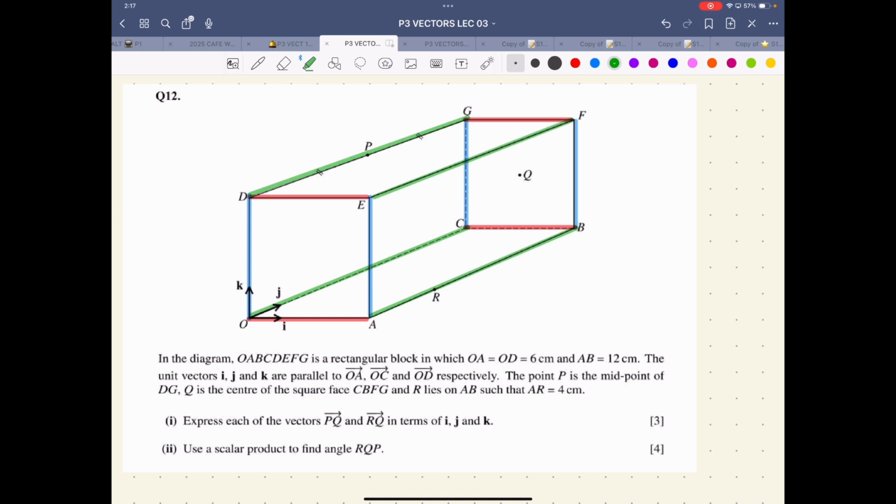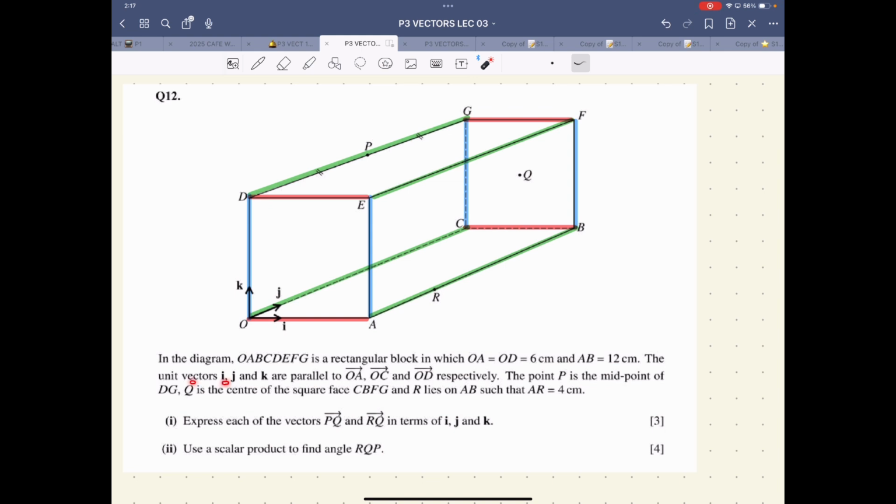Look at all the colors. The horizontal ones, they are in the I direction. So OA is 6i, CB is 6i, GF is 6i, DE is 6i. The blue ones are in the K direction. That also has a length of 6 centimeters. So that is 6K, 6K, 6K, and 6K, and the red ones were 6Is. And the green ones from A till B, that is 12J. And all the green ones in this direction are 12J.